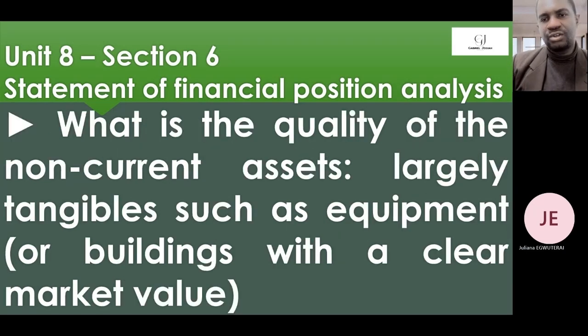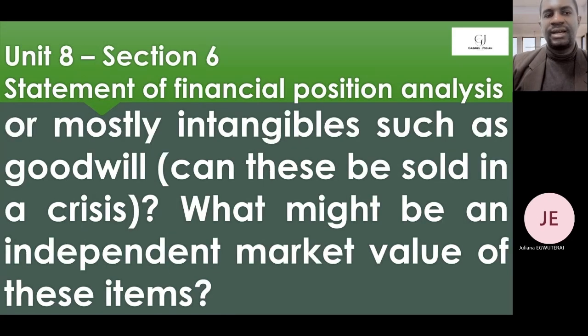So we'll ask ourselves another question. What is the quality of the non-current assets? Are there large tangibles such as equipment or buildings with a clear market value? When you look at a building, is it leased or is it bought? You look at your property, plant and equipment, the equipment assets, are they clearly provided with their market value? So the quality of assets is very important. So what is the percentage of the tangibles and the intangibles? Is it 50-50? Are the tangibles higher than the intangibles? These are things we look at in analyzing our SFP.